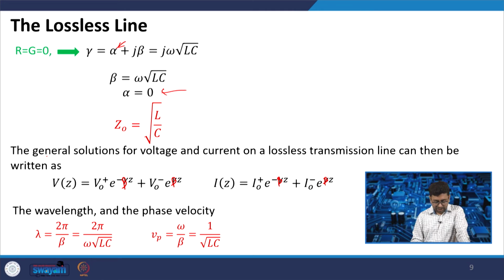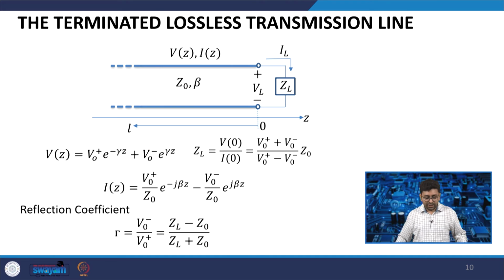You can represent it as 2π/(ω√(LC)), and the phase velocity is given by ω/β, which is equal to 1/√(LC). So this is related to the lossless transmission line. Now, we are not going to use a transmission line just open; we are going to terminate it with some load, and that is important.